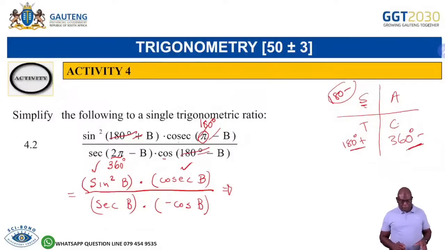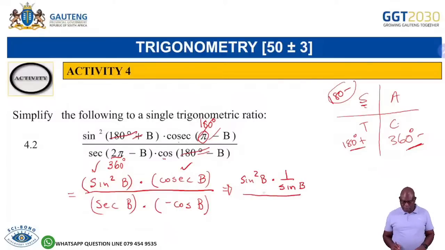So I'm going to say sine squared of b. So I write it as sine squared of b. There's nothing I can do to that. But with cosec, I can write it as 1 over sine b. Remember, cosec is the reciprocal of that. Divided by sec, I write as 1 over cos of b times negative cos b.